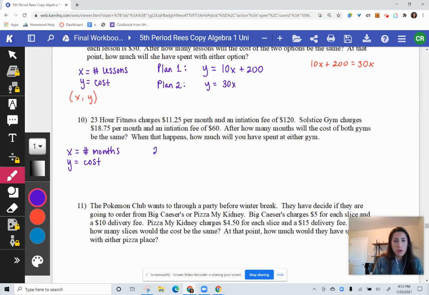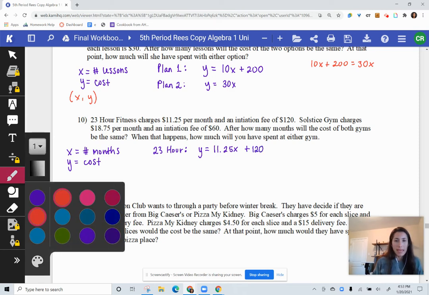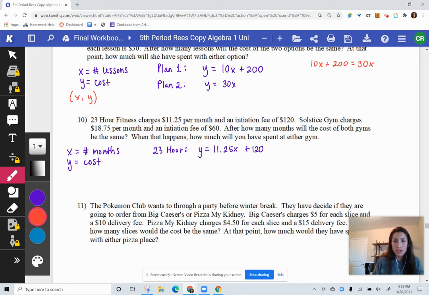Okay, so we've got 23-hour gym. We've got a plan for them. Their cost is going to equal, we know $11.25 per month, so times the number of months, x, plus their initial fee of $120. And then our other equation here is Solstice Gym. So I'm going to let you write the equation for that in y equals format. So what is their cost per month plus what is their initiation fee? And then you're going to use the same substitution method.